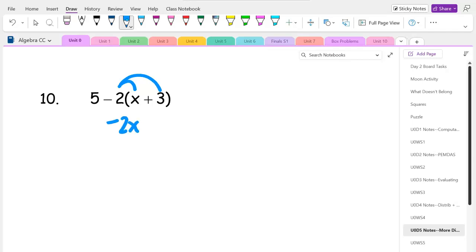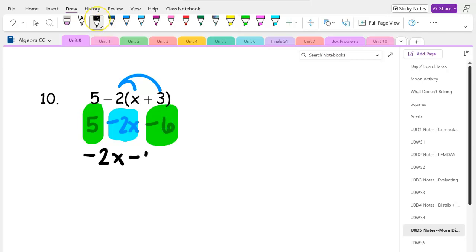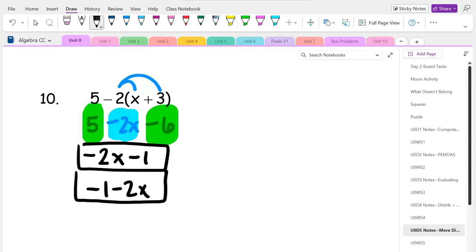So you've got to be really careful. There's a minus in front. That means it's a negative. So this becomes negative 2x and negative 6. That 5 just drops down in front. Again, I'm really going to recommend that you stick with doing your variables first. So the only variable is negative 2x. So I'm going to write that one down first. And then your numbers are 5 minus 6 is negative 1. If you have it written like this, that is also correct.